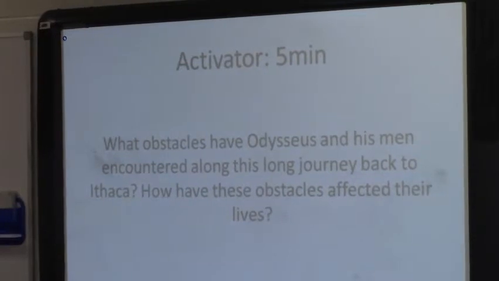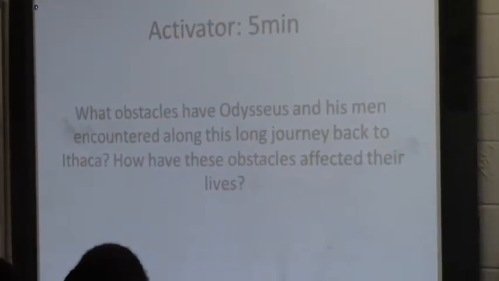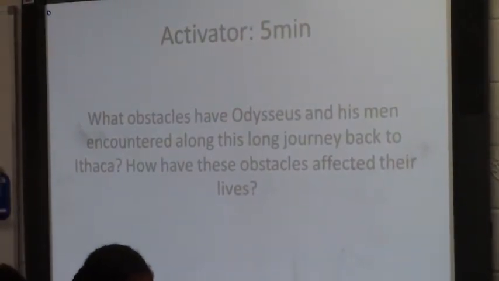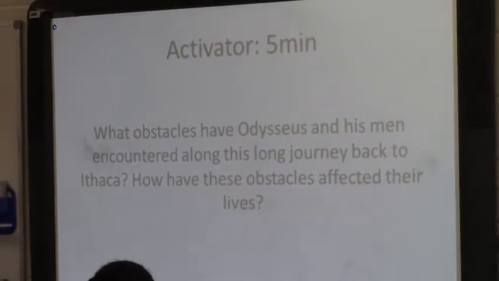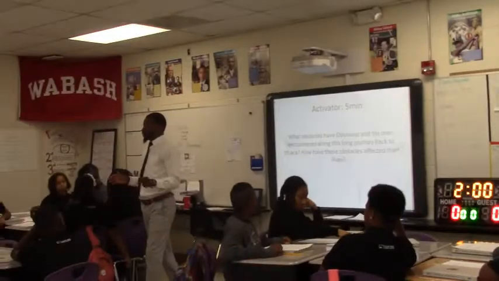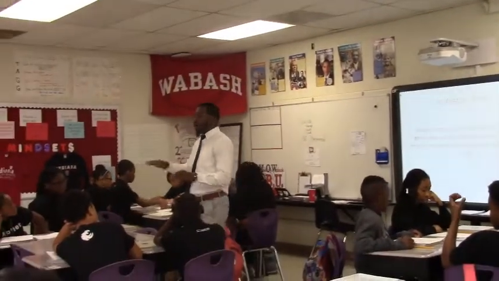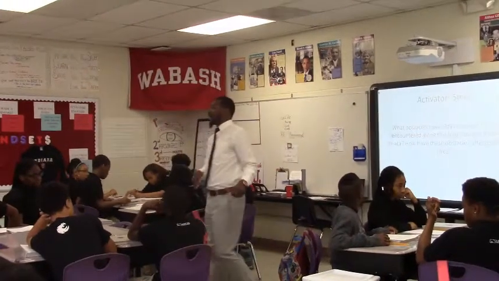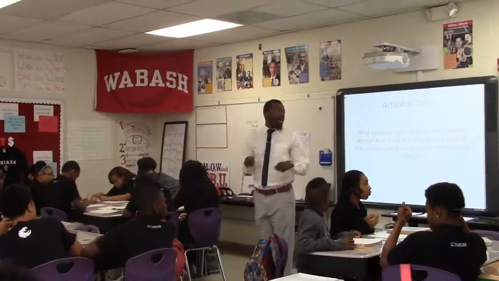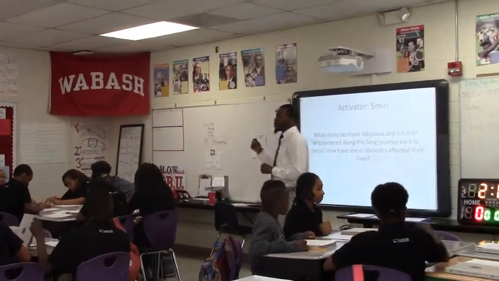Somebody read our activator. Ayana, go ahead and read our activator. What obstacles have Odysseus and his men encountered along this long journey back to Ithaca? How have these obstacles affected their lives? Ladies and gentlemen, it has been an extremely long journey for Odysseus. I'm going to give you 2 minutes inside your group. Discuss as many as you can, going back all the way to the beginning. What have been all the obstacles that Odysseus and his men have had to encounter along their journey? Discuss it, but also write it down. 2 minutes, make it happen.